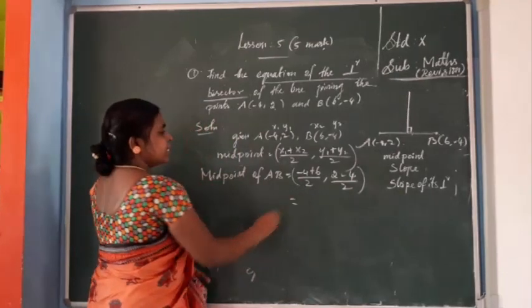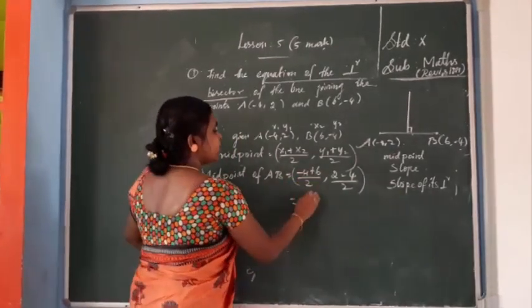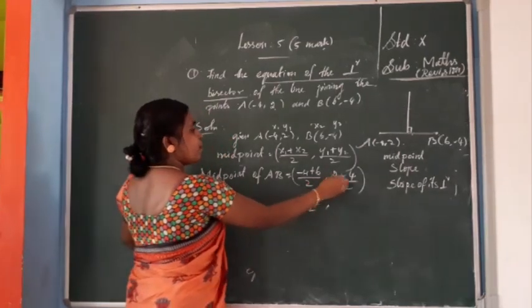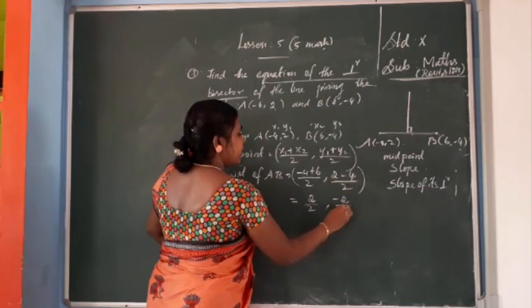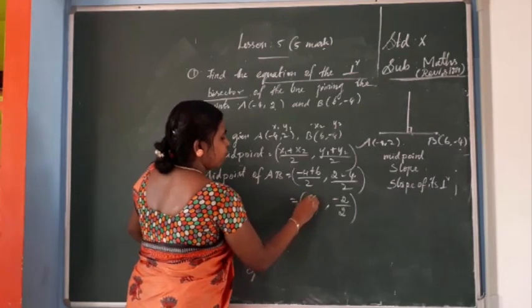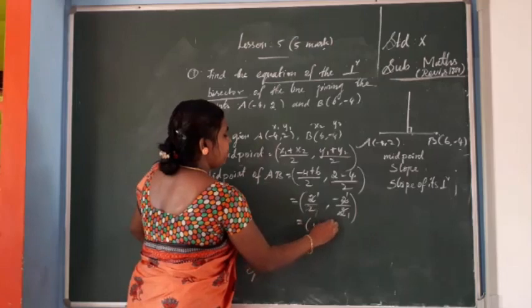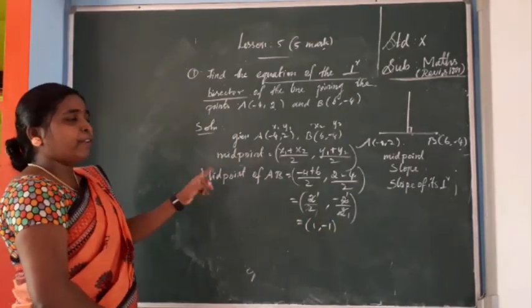Next step. 6 minus 4 is 2, so 2 by 2, comma, 2 minus 4: the greater is minus, so 4 minus 2 is 2 divided by 2. Now simplify: 2 by 2 is 1, 2 by 2 is 1. So it is 1 comma minus 1. This is the midpoint of AB.